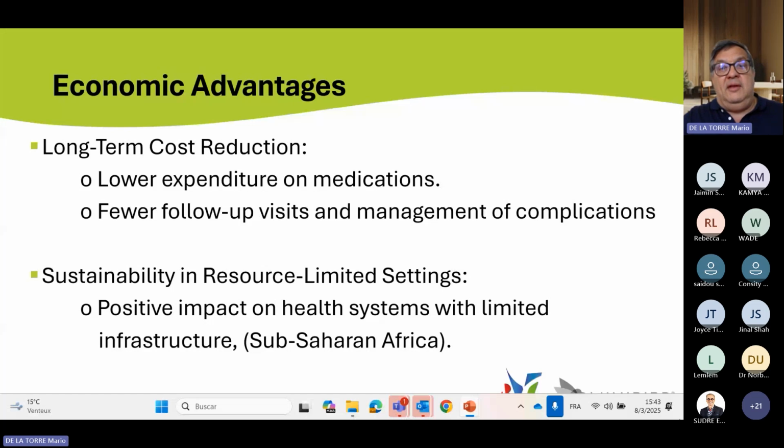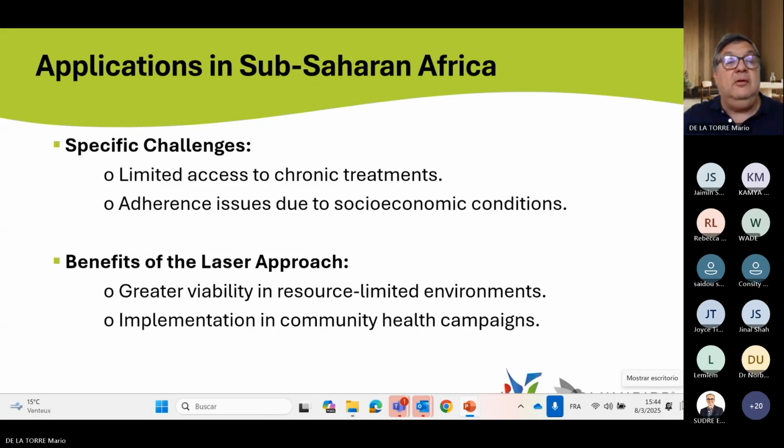The economic advantage is low expenditure on medication, that they are always very cost effective. Fewer follow-up visits and less management of complications has a positive impact on the health system because you save money. Believe it or not, a Canadian study, a US study, and a Latin American study showed that the public health system saves money. And also, you can invest that money in other infrastructure.